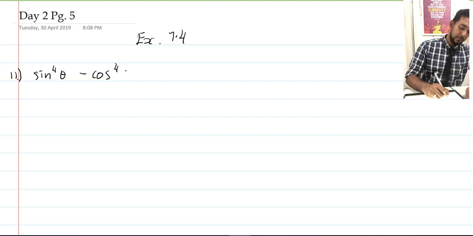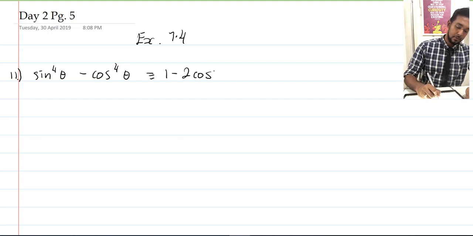11. Right, cool. So this was sine to the 4th power theta minus cos to the 4th power theta identical to 1 minus 2 cos squared.